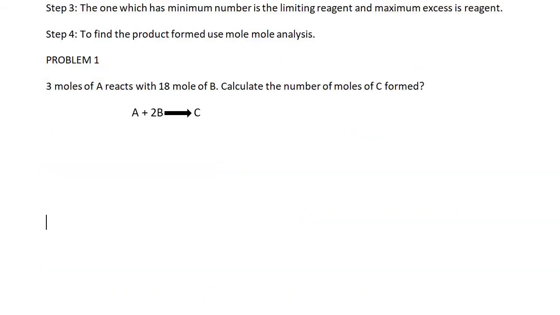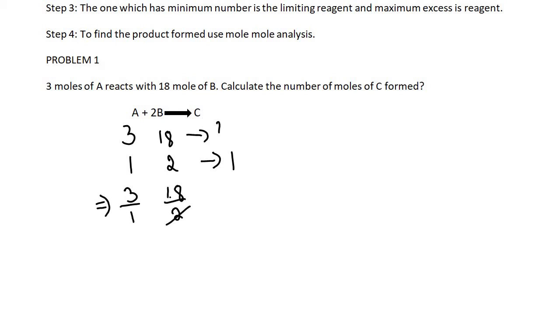The first problem is 3 moles of A reacts with 18 moles of B. Calculate the number of moles of C formed. The first step is we need to write the number of moles in the given question: 3 moles of A, 18 moles of B, and C we need to find. And what are the stoichiometric coefficients? A is 1, B is 2 and C is 1. The next step is to divide the number of moles by the stoichiometric coefficient: 3 divided by 1 and 18 divided by 2, you will get 9.